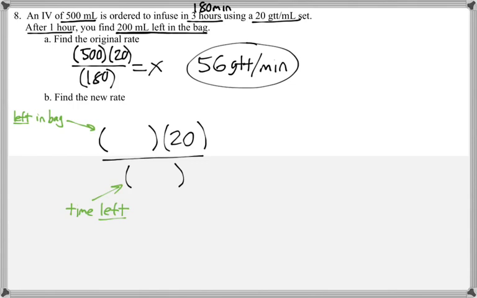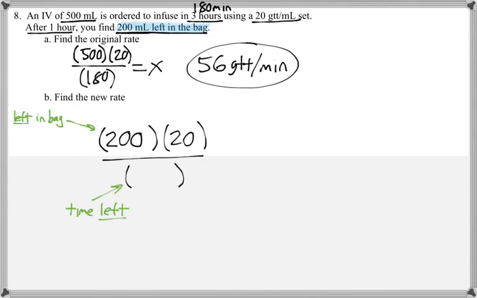So we need to be careful because sometimes we need to subtract and sometimes it just tells us directly. So looking up here, it says 200 mLs are left in the bag. So I don't need to subtract that 200, they're just directly telling us that 200 are left. So the 200 can just go right there.